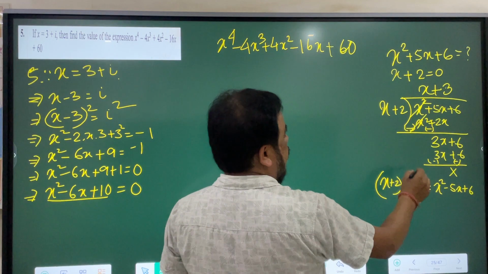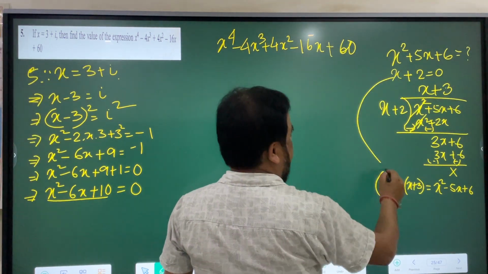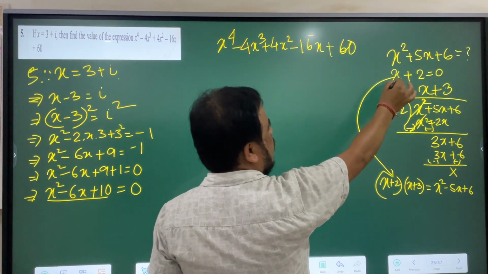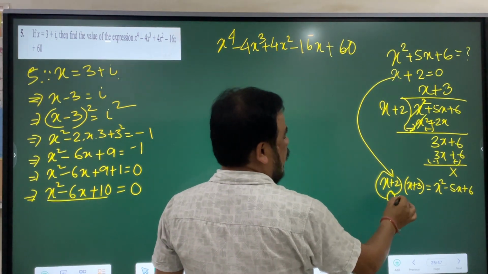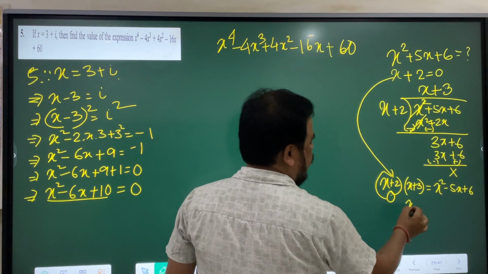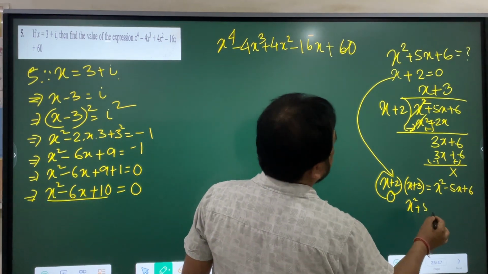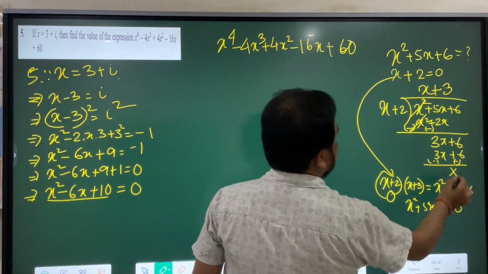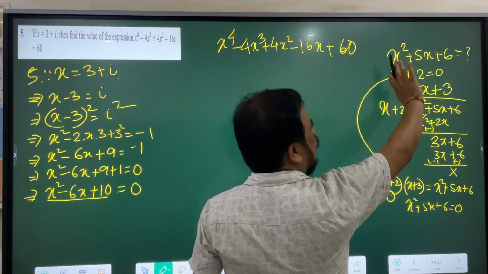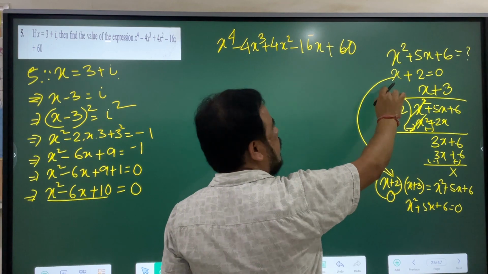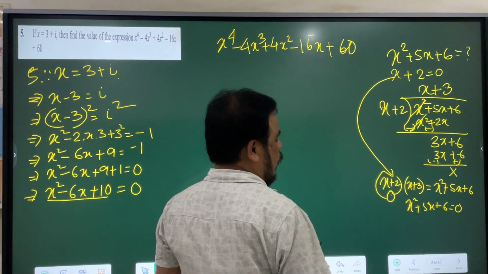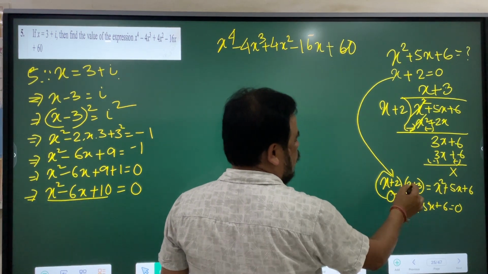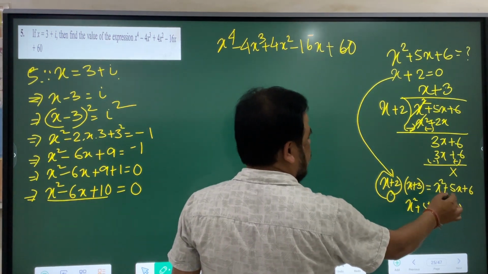See this one. Now what do we know? x plus 2 is equal to 0, that already we know. So this is 0. So 0 into x plus 3 is 0. That means x square plus 5x plus 6 equals 0. We did not know that x square plus 5x plus 6 equals 0, but we knew that x plus 2 was equal to 0. So by x plus 2 we have divided this. We have seen there is no remainder. So x plus 2 into x plus 3 is 0. x square plus 5x plus 6 equals 0.